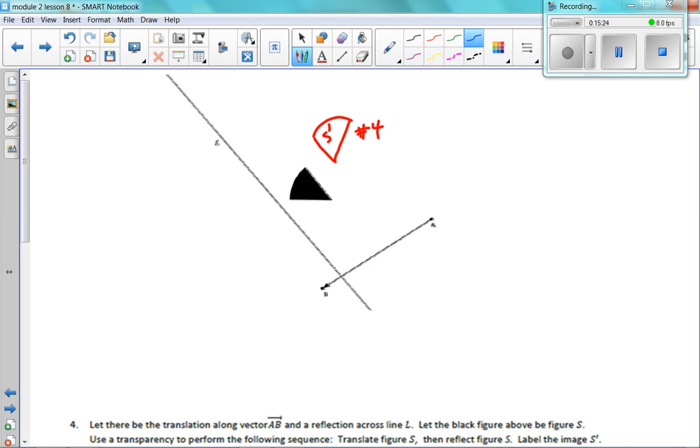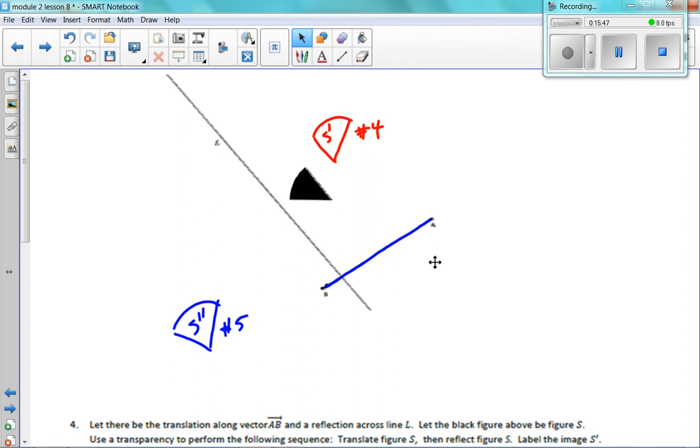So after you flip it, draw your vector where it is, right here, and then you're going to translate it. So that figure should wind up somewhere down here. And this is S double prime. So this is number 5.